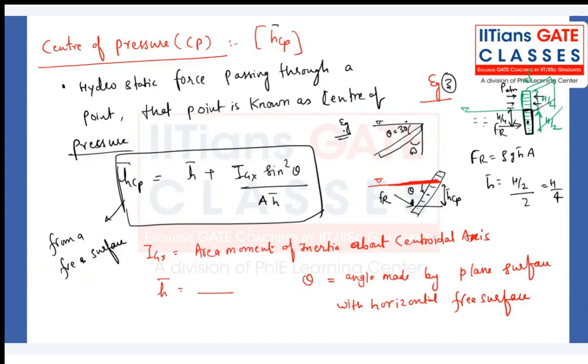Now tell me, will the center of pressure be below the center of gravity, always coinciding, or above the center of gravity? What we call h bar. H bar cp will be below that of h bar, or what? From the calculation also you can see h bar cp will be below h bar. Now, once it is done, let me know.